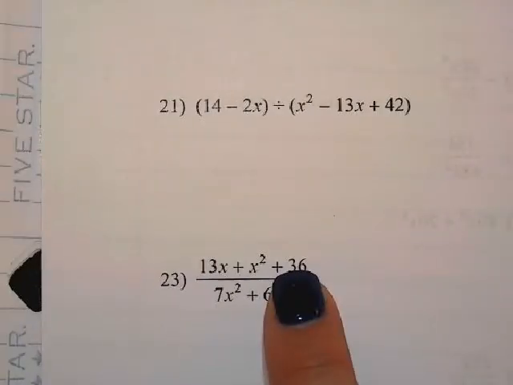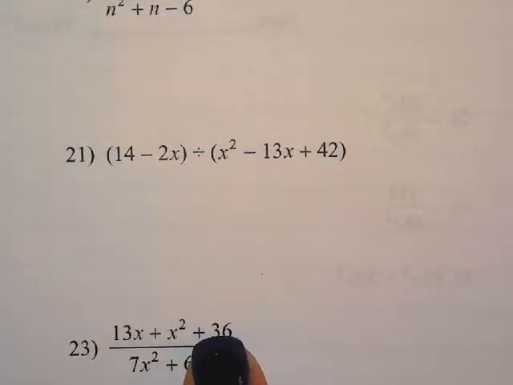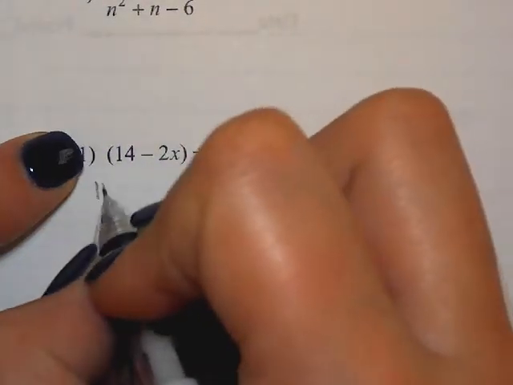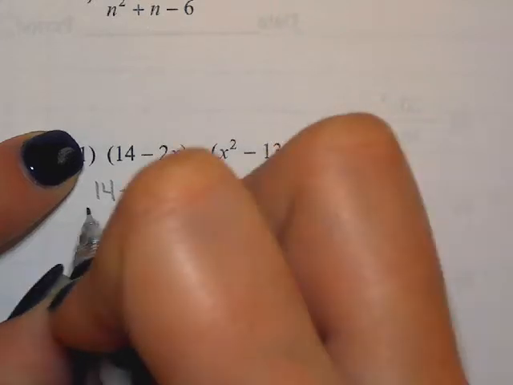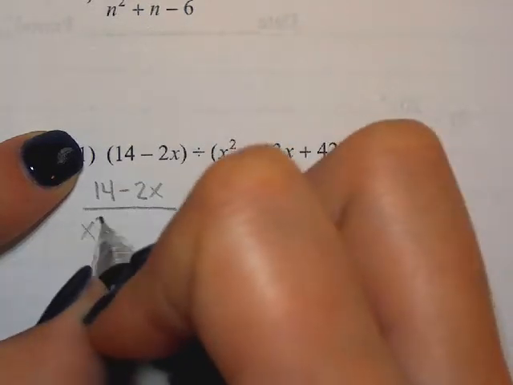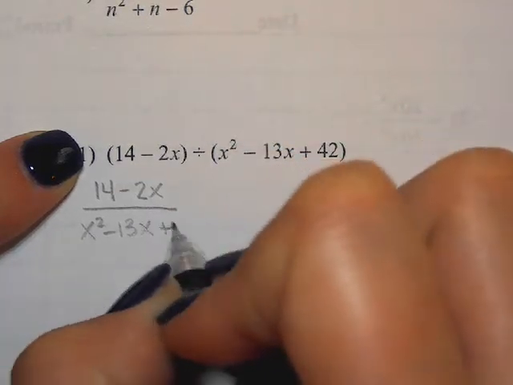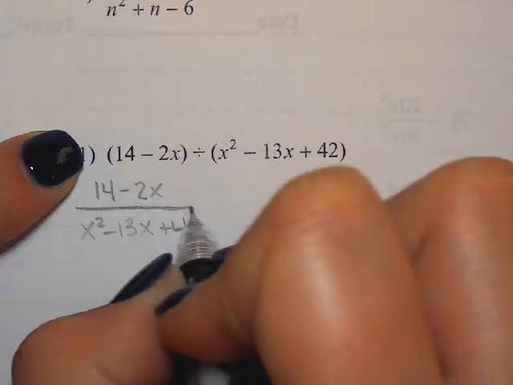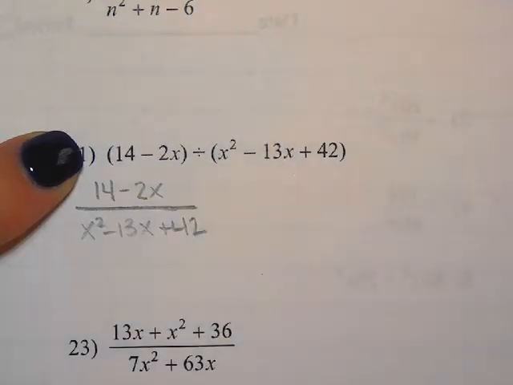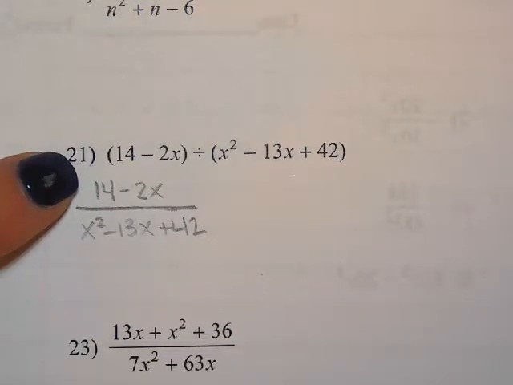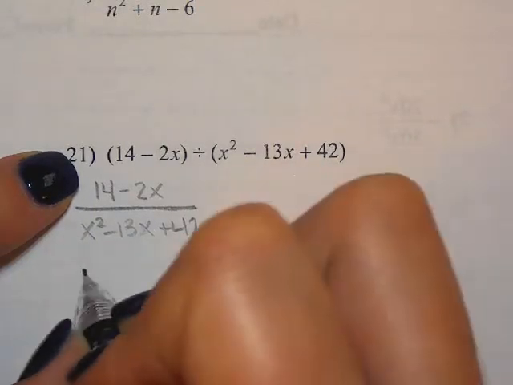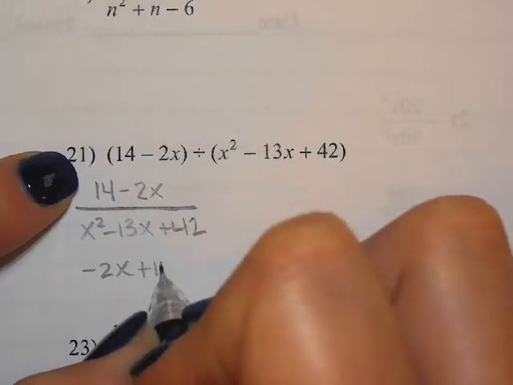So what does step 1 say? Write it like a fraction. So we have 14 minus 2x over x squared minus 13x plus 42. So yeah, step 2 says you have to put in the correct order. So what's the correct order for the top? Negative 2x plus 14.